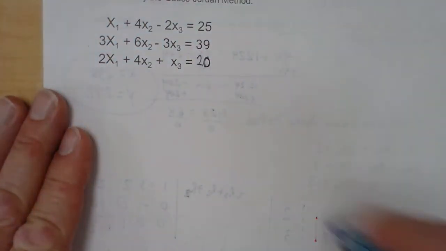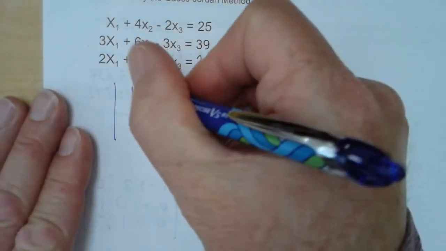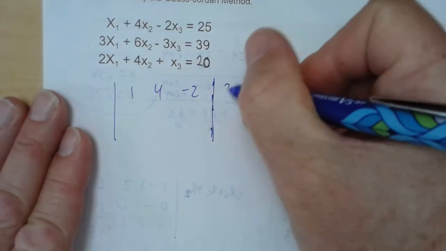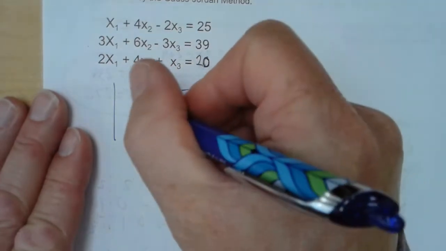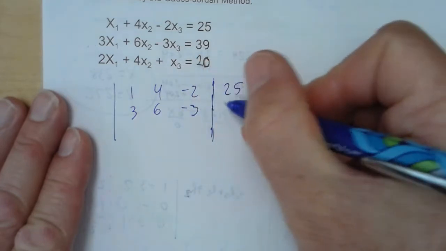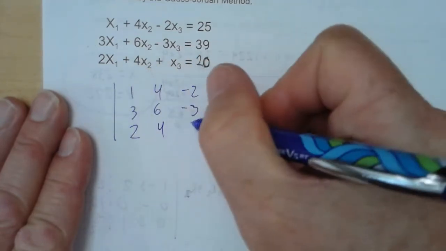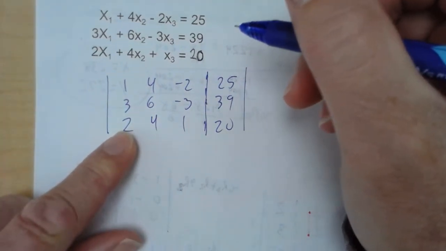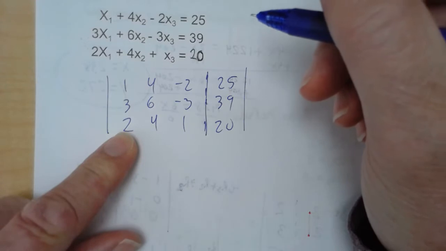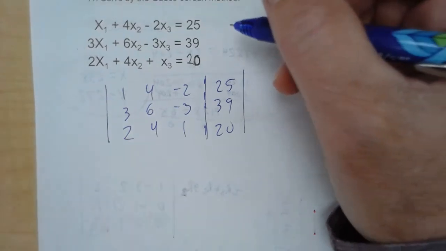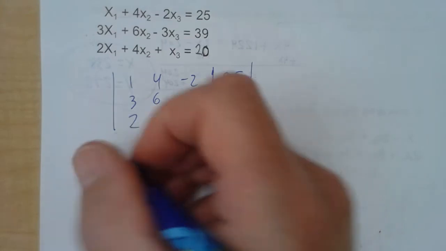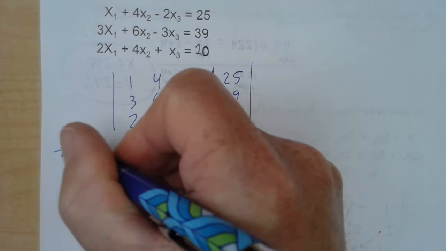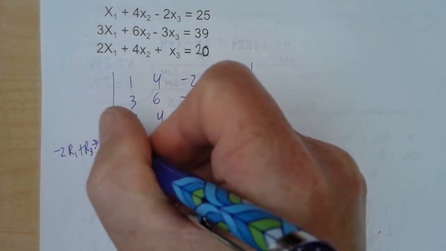All right, here we go. 1, 4, negative 2. Oh, these are supposed to be dots. 25, or dash. 3, 6, negative 3, 39. 2, 4, 1, 20. So I need this to be a 0. That's my first one. So negative 2 times row 1, that would make negative 2 there, plus row 3. Put the answer in row 3.